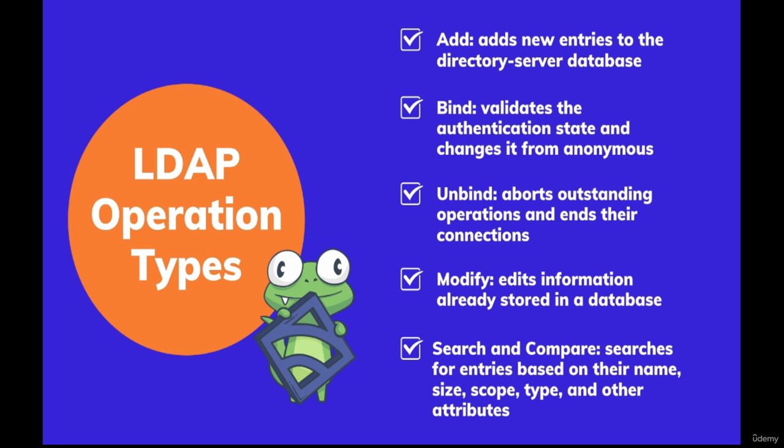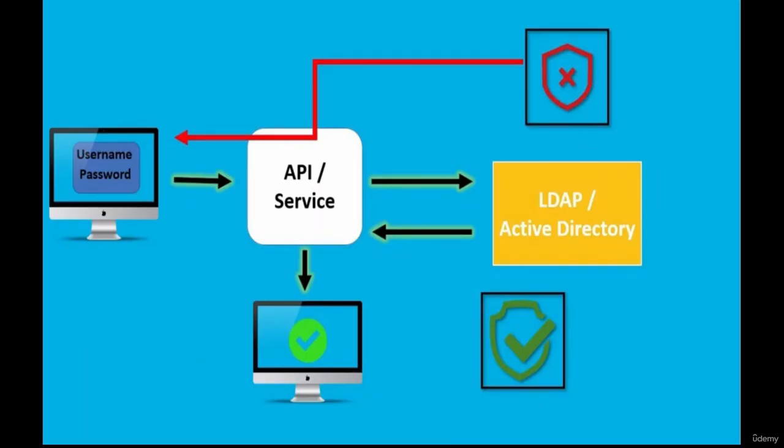Add adds a new entry to the directory server database. Bind validates the authentication state and changes it. Unbind aborts outstanding operations and ends their connections. Modify edits information already stored in the database. Search and compare searches for entries based on their name, size, scope, type, and attributes.